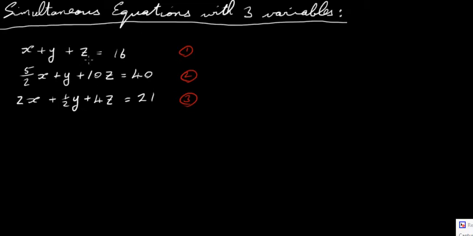We have x plus y plus z equals 16. I've identified that as equation number 1. We have 5 over 2x plus y plus 10z equals 40. That's equation number 2. And 2x plus half y plus 4z equals 21. That's equation number 3. It's important to put these little identifiers here on the right just to keep track of what exactly is happening. Okay, so let's start.